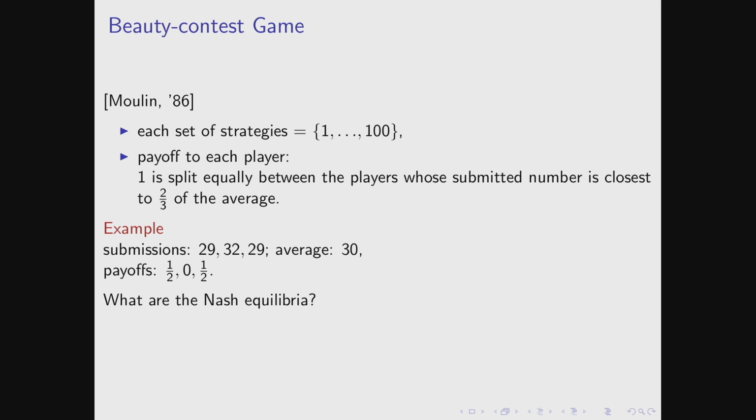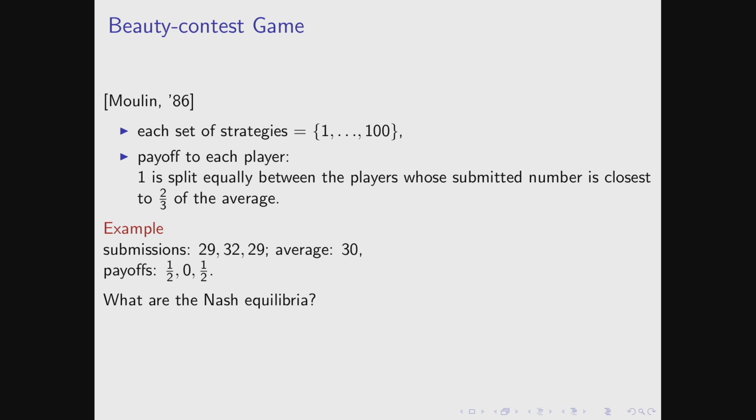And we have the following rule. We choose 2/3 of the average. And then we check who is closest to this 2/3. So the idea of the game is the following. Each of us reports a number. So I added this example: 20, 29, 32... 29. The average is, of course, 30. 2/3 of the average is 20.